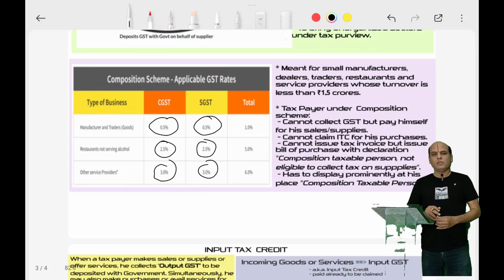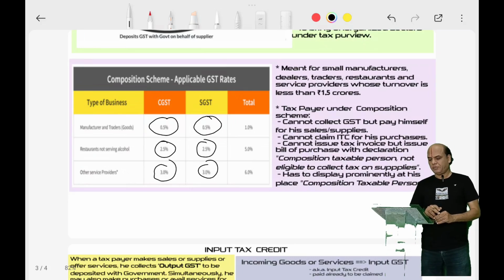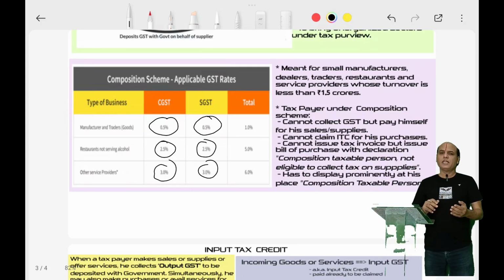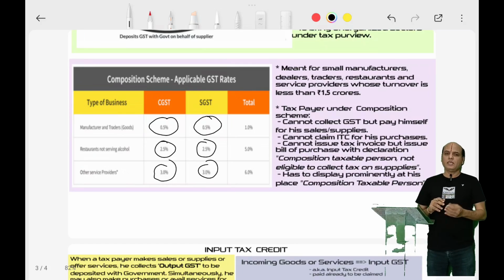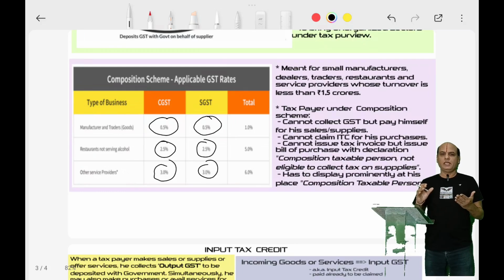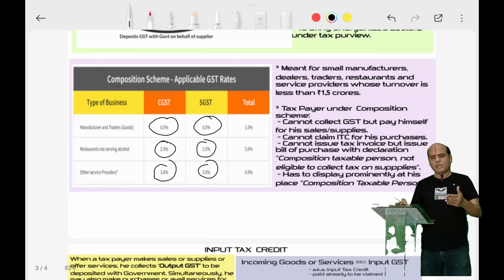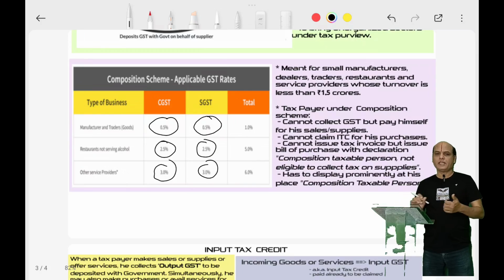So the taxpayer who is registered under composition scheme, he will not collect GST from the customer. He cannot collect. So whatever GST he has to pay for his service or goods, he himself has to bear that burden. And taxpayers who are registered under composition scheme, they cannot claim input tax credit.